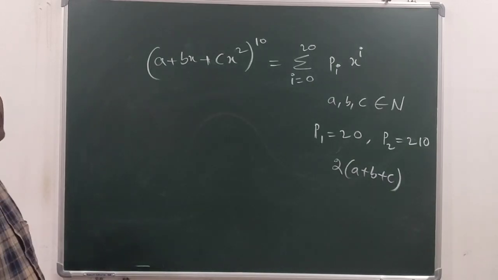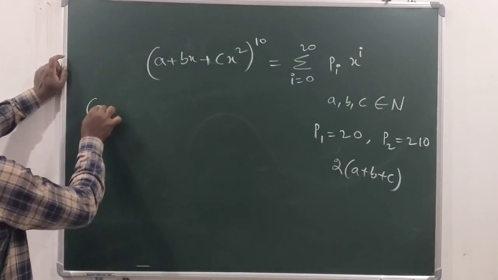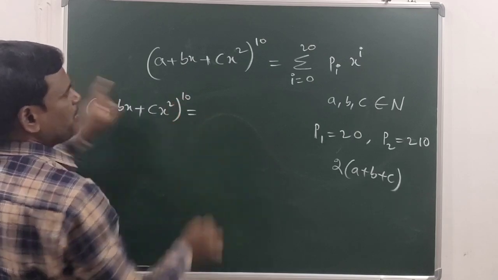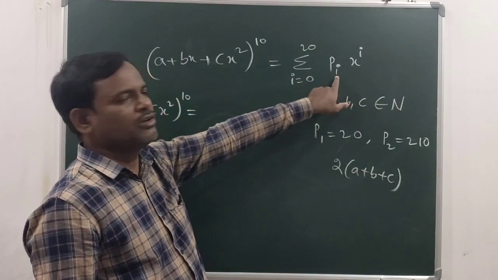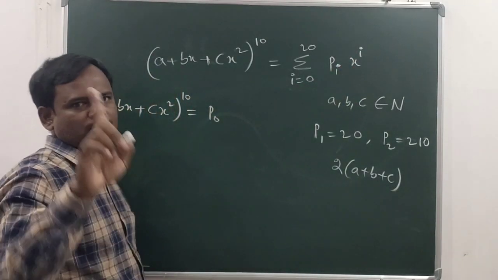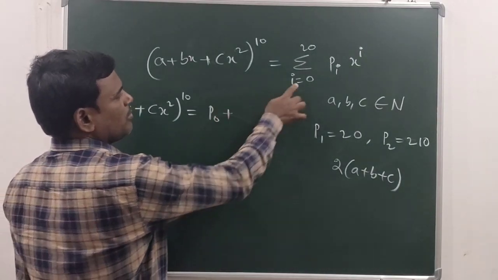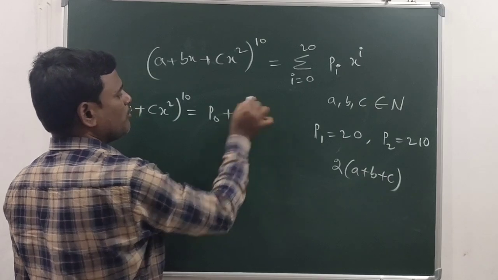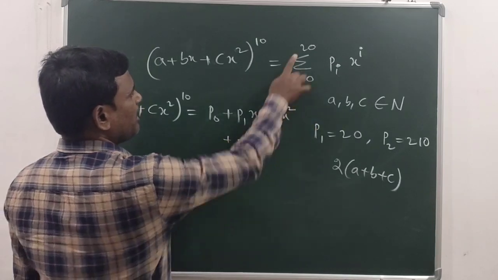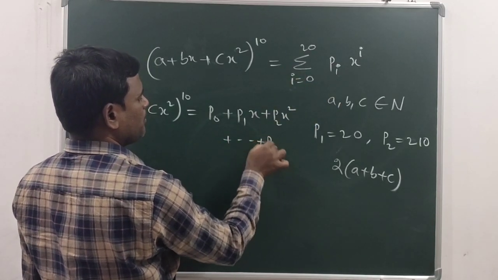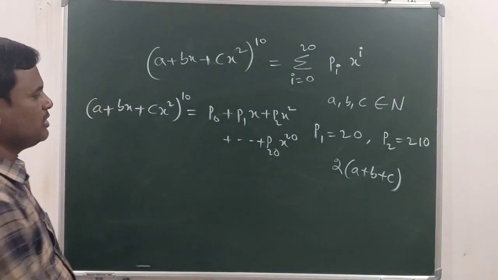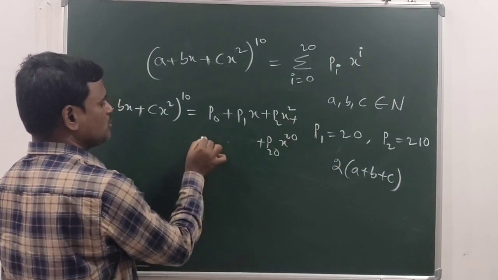See, observe how I am going to answer it. First, see here, (a plus bx plus cx square) whole power 10. If you expand it, if you write i equals 0, here P0, x power 0, which becomes 1. Now if you write i equals 1, P1 x power 1. Now if you write i equals 2, P2 x power 2, and so on. If I write i equals 20, P20 x power 20, plus and so on.